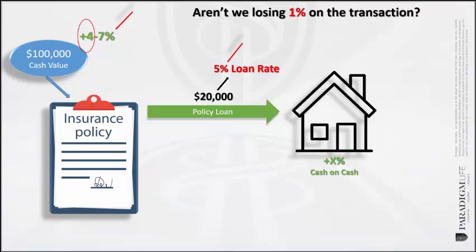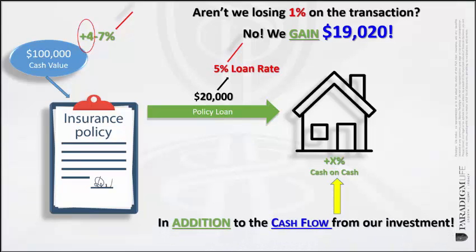So back to our example here. 4% growth rate, 5% loan rate. Are we losing 1% on this transaction? And again, the answer is no. We're actually gaining $19,020. Okay. Now, of course, in this example, we used a piece of real estate. So we're using the cash flow from the real estate to make this loan repayment. But the cash flow on real estate does not end once that policy loan is paid back. So we actually still have the additional cash flow from our investment.